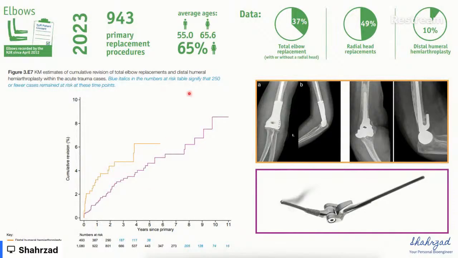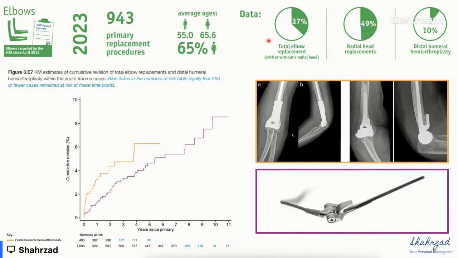What we have here is National Joint Registry data for elbow replacement in 2023. Less than 1,000 primary elbow replacement procedures took place. The average age of male patients was 55 years old and female patients just over 65 and a half, and 65% of patients were females.